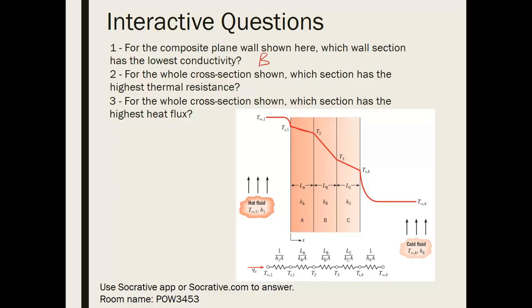So that is section B. Even though we aren't given any information about the thermal conductivity here, if this is at steady state, we know that section B has the lowest conductivity, because the lowest conductivity corresponds to the highest slope here.